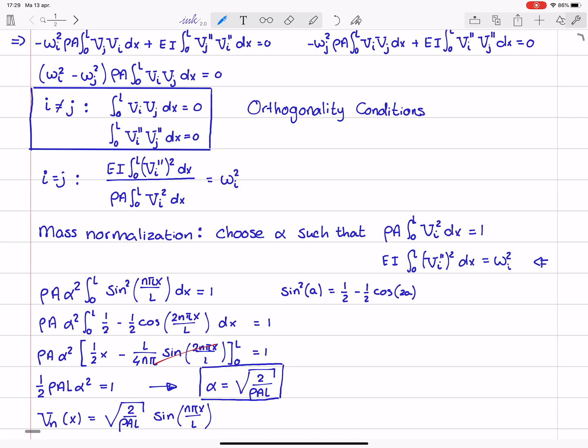So with this we have established the mass normalized modes and the orthogonality conditions. I think we are fully prepared now for the free and forced vibration response analysis that we will do in the next lectures.